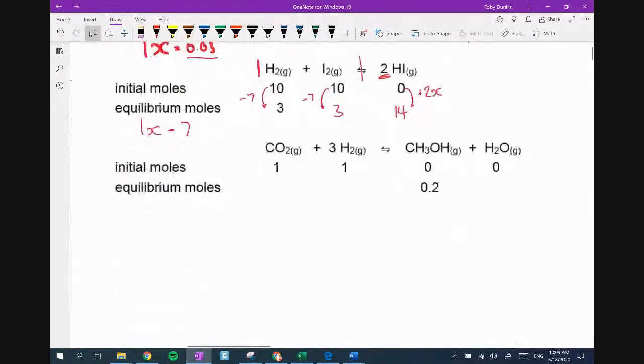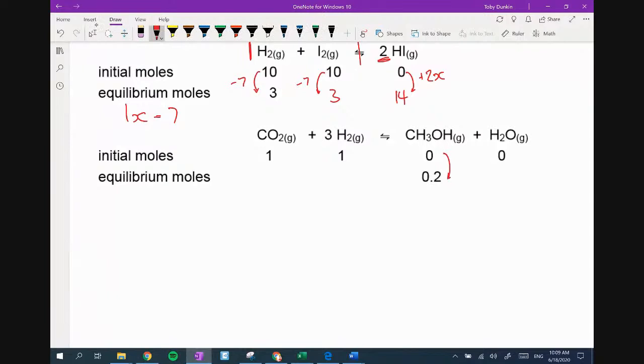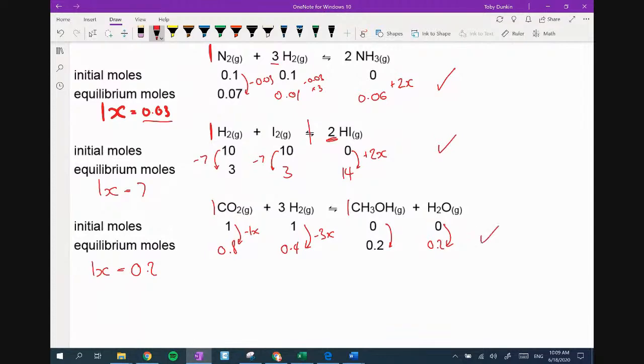Next. Once again, that one there has a 1 in front of it. So the change, 1x, is going to be 0.2. So the water's going to increase by 0.2 as well. That's going to drop by 3x, right? So that's going to be 1 minus 0.6. That's going to end at 0.4. And then this one's going to drop by 1x because it's got a 1 in front of it. So that one's going to drop to 0.8, and we're done. So this is just a game, folks. It's just a game show.